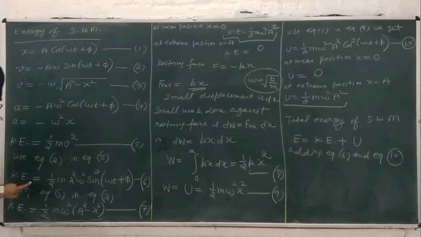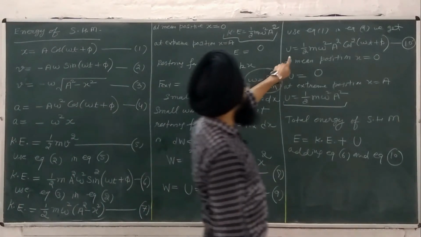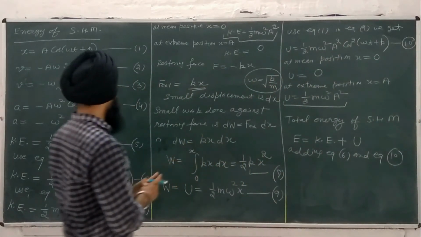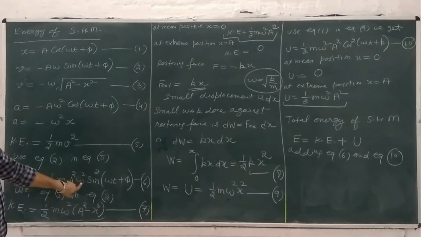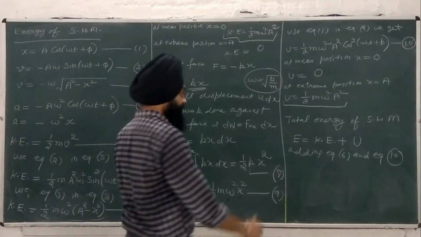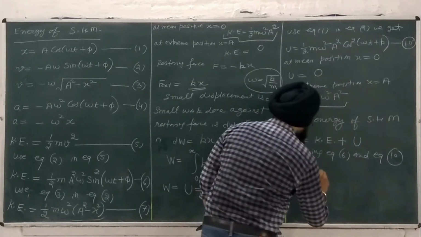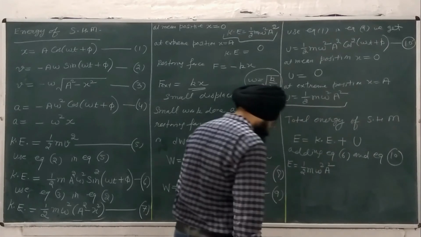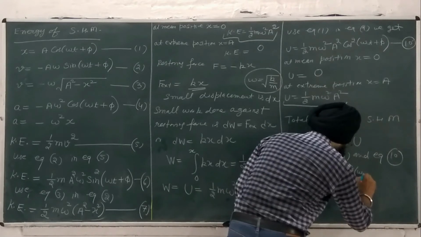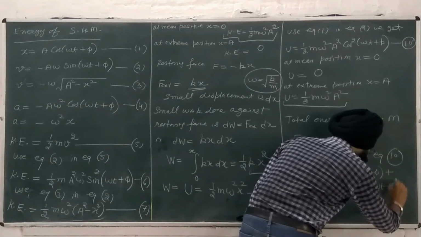You see, equation number 6 is half m a square omega square sine square omega t plus phi, and potential energy equation number 10 is half m omega square a square cos square omega t plus phi. So in both of the equations, half m a square omega square is common. We can take it outside and add up the sine square and cos square functions. So E is half m omega square a square times sine square omega t plus phi plus cos square omega t plus phi.